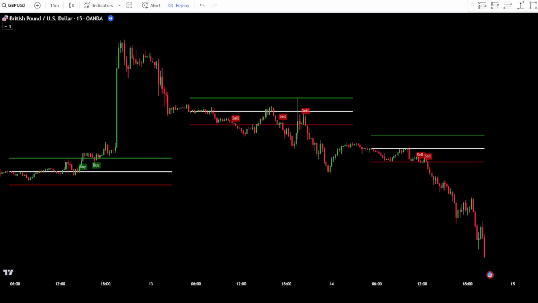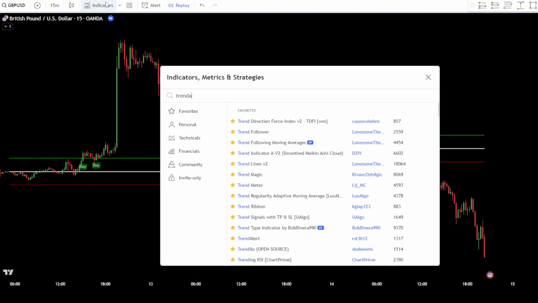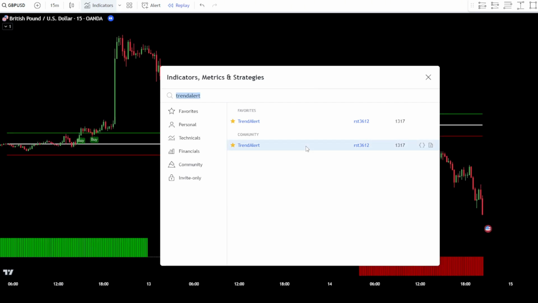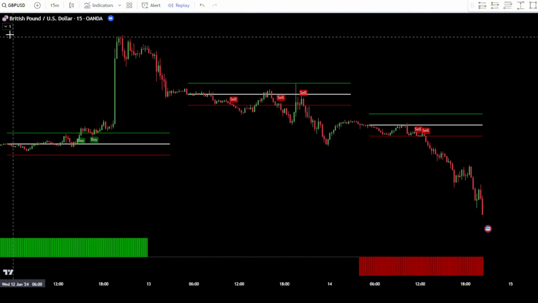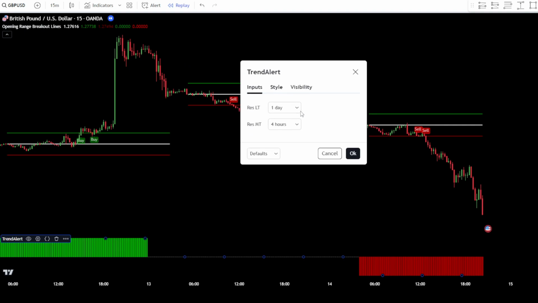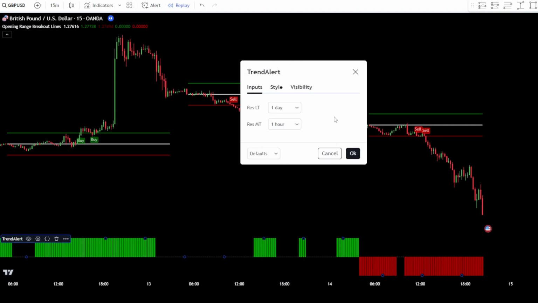As a signal confirmation filter, add one more indicator to the chart. Go to the Indicator Search tab and type Trend Alert. Next, select the Trend Alert indicator by this creator. Then, make a few adjustments to the Trend Alert indicator. Go to the Input tab and change the Rest MT option to 1 hour. Once done, click OK to save the changes.